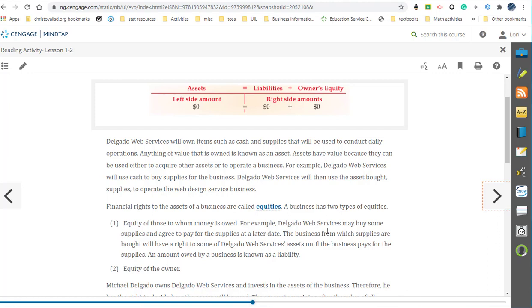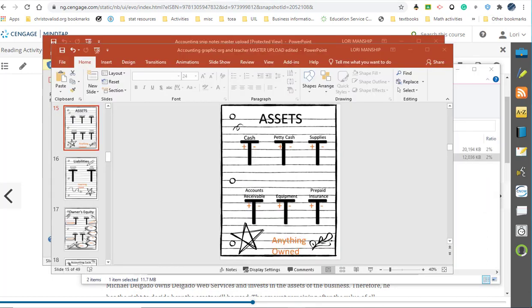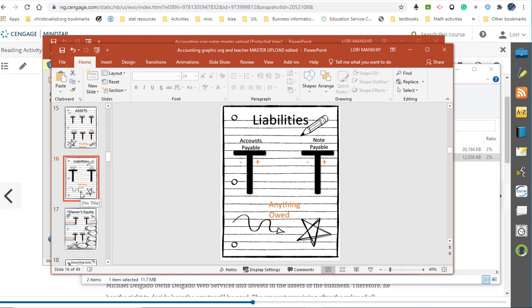Owner's equity. Just so you can see how this looks. Assets, you're going to be increasing on the cash on the left-hand side, decreasing on the right-hand side. And the same thing for all your assets. Liabilities, decreasing on the left-hand side, increasing on the right side.